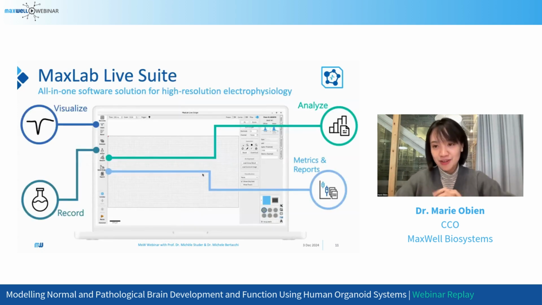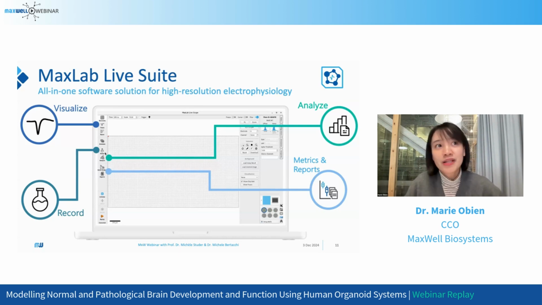So aside from that, of course, it's important to interact with the device using the software. And we have MaxLab Live Suite, which is our all-in-one software solution that allows us to visualize the data, record using the assays, analyze these recordings, and also export these metrics and reports in a very easy manner.